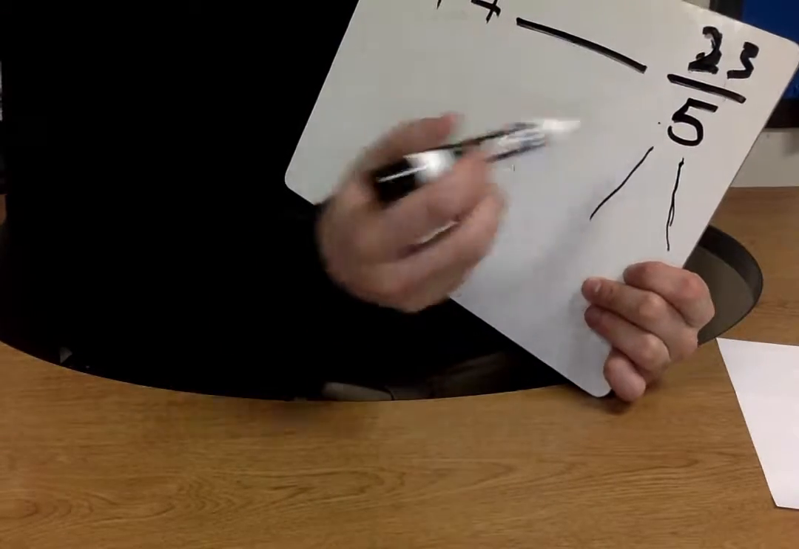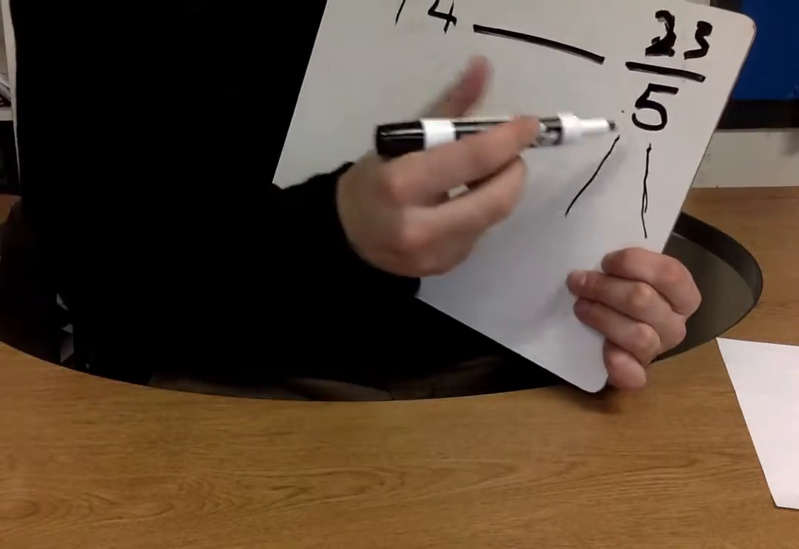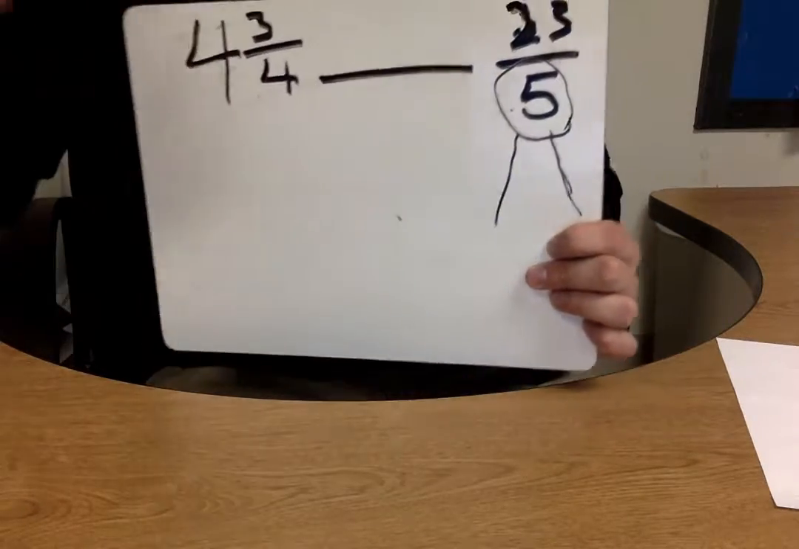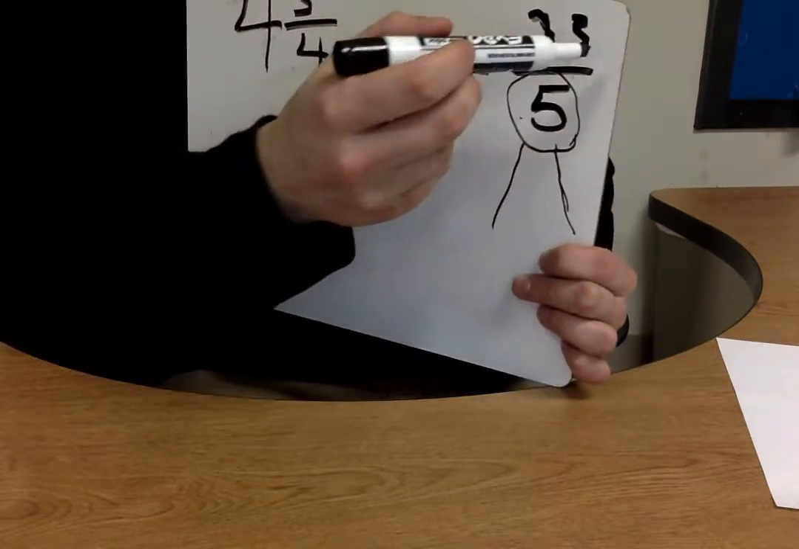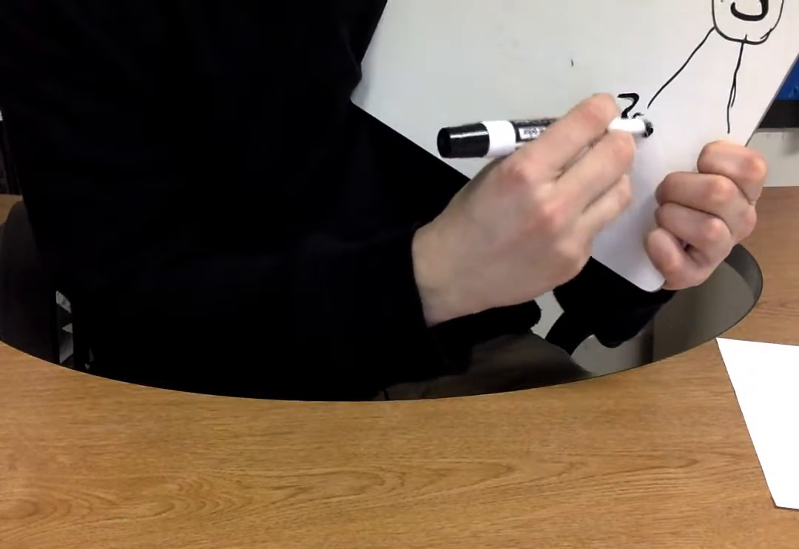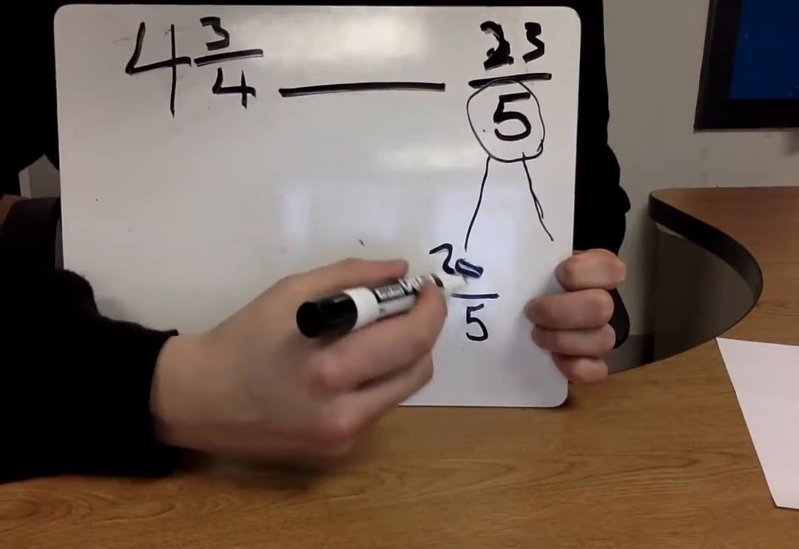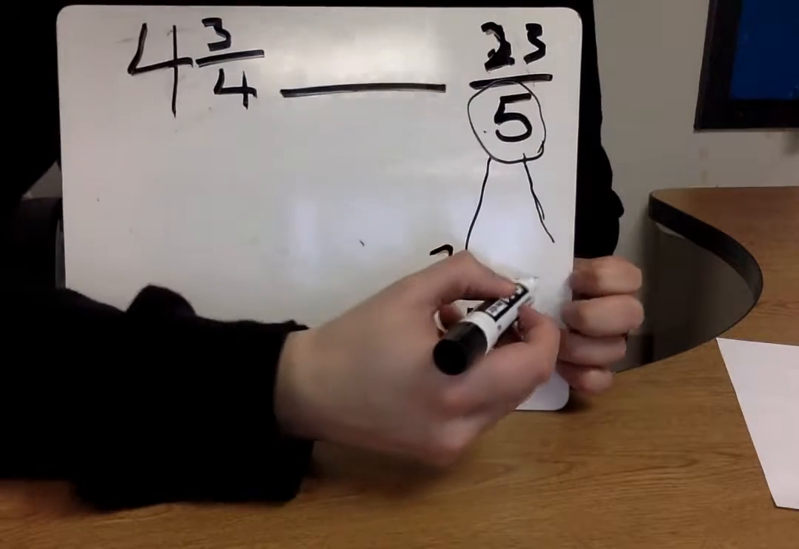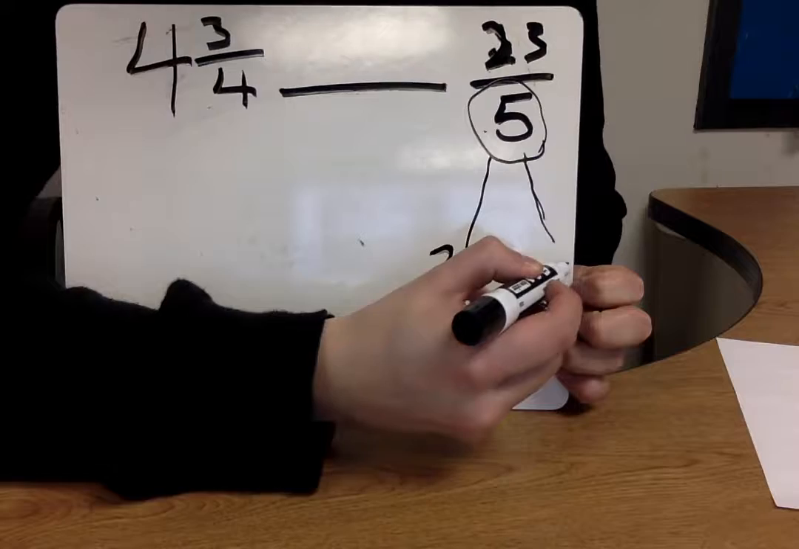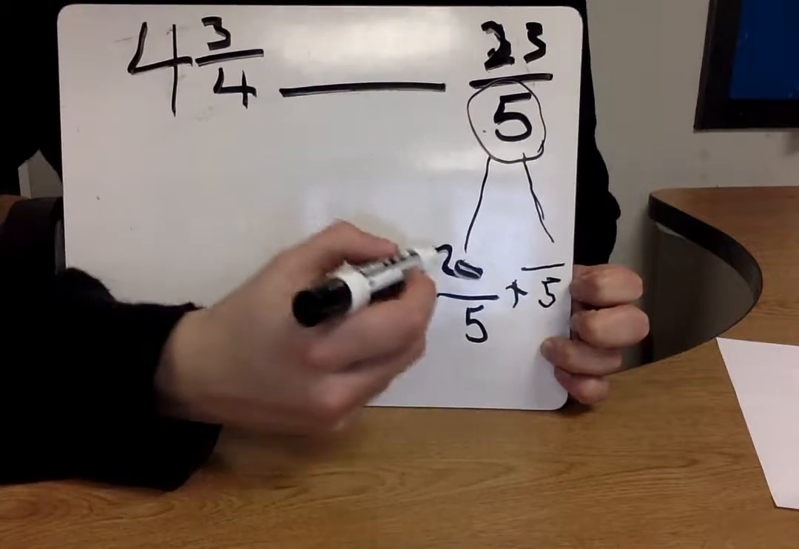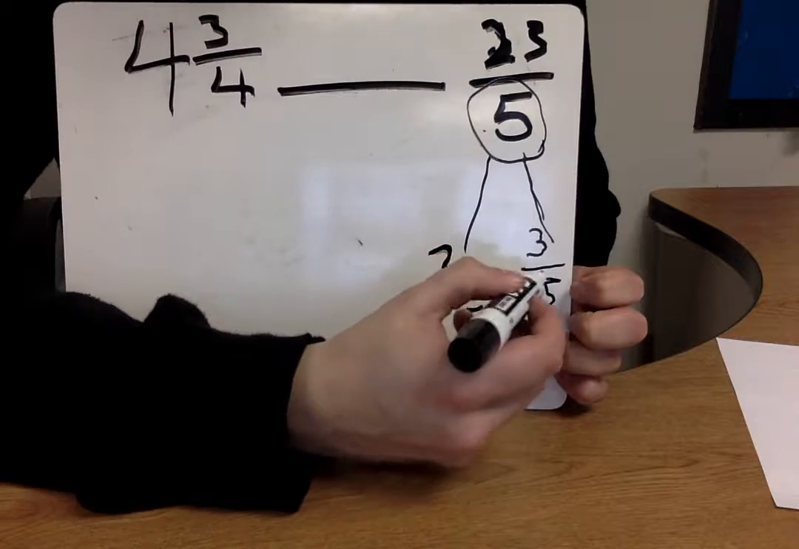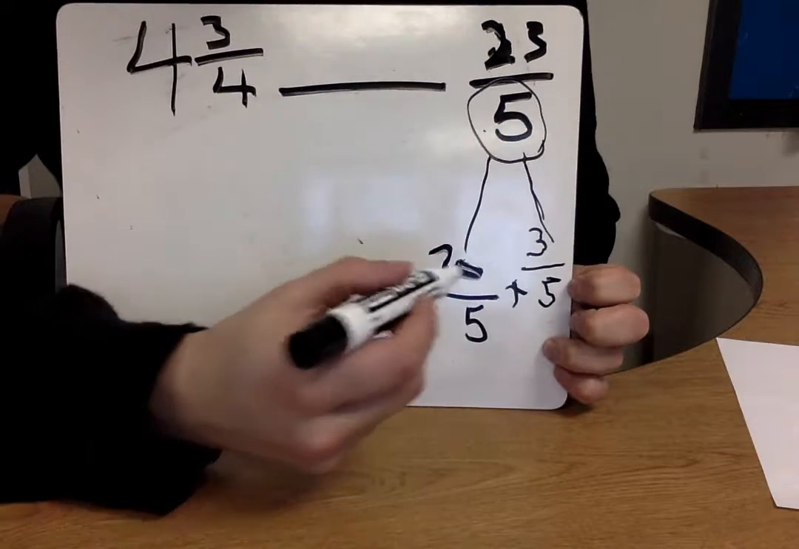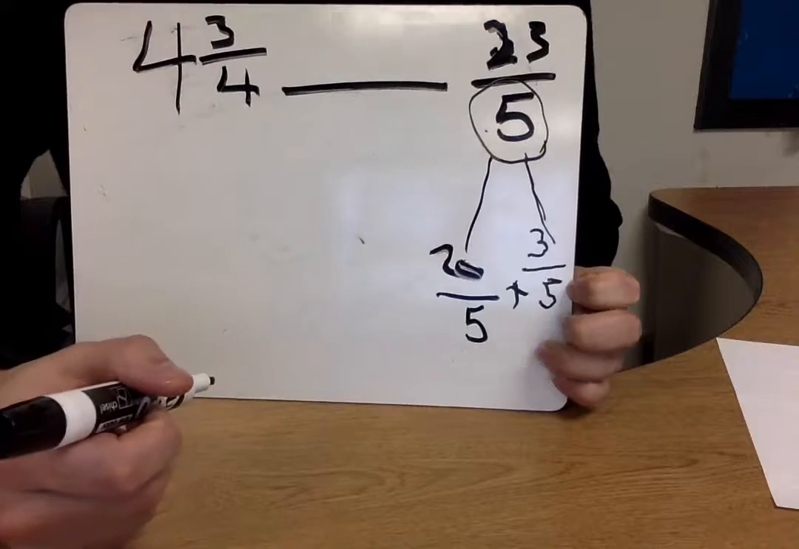I know that if I skip count 5 fifths, we need to make sure our unit stays the same. 5 fifths, so we have 5, 10, 15, 20, 25. 25 would be too large, so I have to stop at 20 fifths. So that's going to be the first part of my number bond, 20 fifths. And now I need to see what 20 fifths plus what will make 23 fifths. Again, my denominator always stays the same. Well, I know 20 plus 3 makes 23. My denominator stays the same.